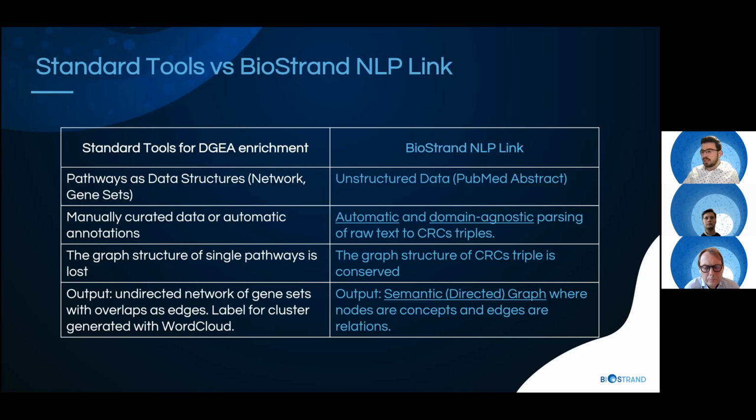And for the standard tools, the output you typically have is an undirected network of gene sets with overlaps as edges, and labels for the different clusters. That's typically the output that you get. With BioStrand NLP link, what you get is a semantic directed graph where the nodes are concepts and the edges are relationships. So just by looking at the edges between two nodes, you know right away what the relationship is between two different concepts.